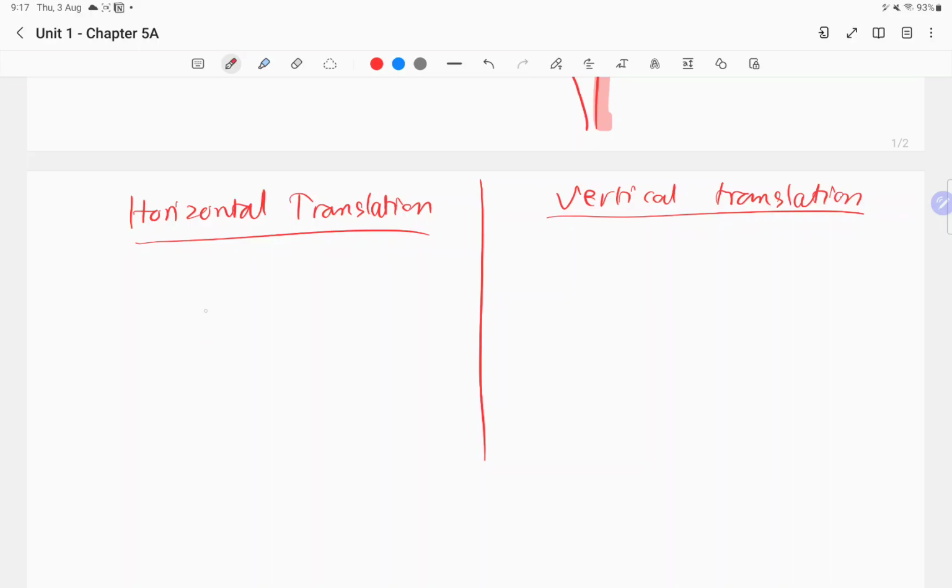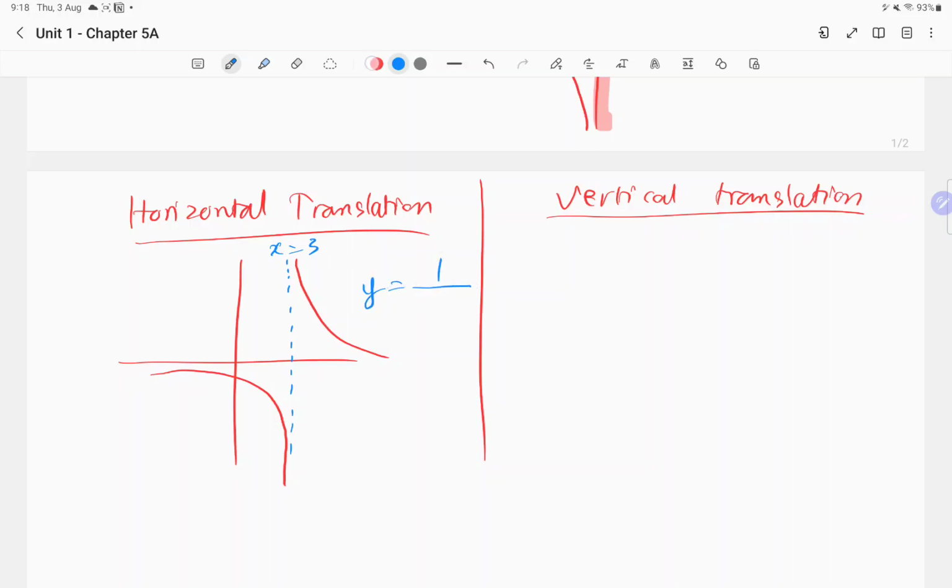So when you're translating a graph horizontally, let's say we want to shift it over to this side here, so that the graph now looks something like that. Originally it's centered around here, and now we shift it horizontally. Let's say the new asymptote is x equals positive 3. Now note that horizontal translation is a little bit opposite. You would replace the x value, and if you translate to the right by 3 units, then the x value would be replaced by x minus 3.